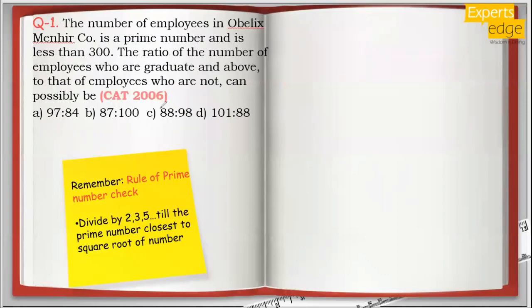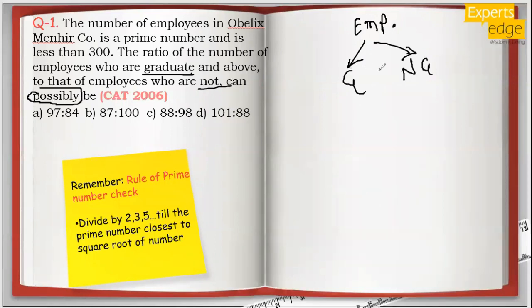So question number 1, CAT 2006. The number of employees in a company is a prime number and less than 300. The ratio of the number of employees who are graduate to those who are not graduate can possibly be, he's asking for a possible value, not the exact value. Now the employees can be of two categories: one part of the employees are graduate, another part are not graduate. So the total employees will be nothing but G plus NG, that is graduate and not graduate, and I know this has to be a prime number, right?